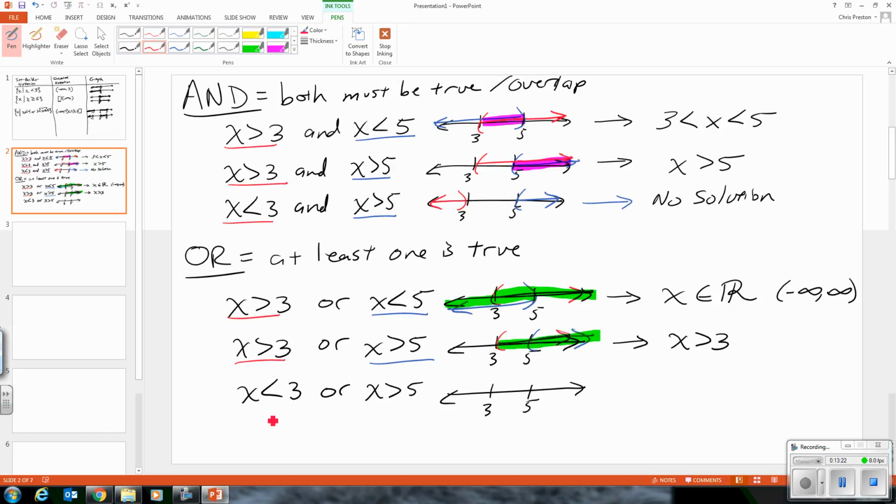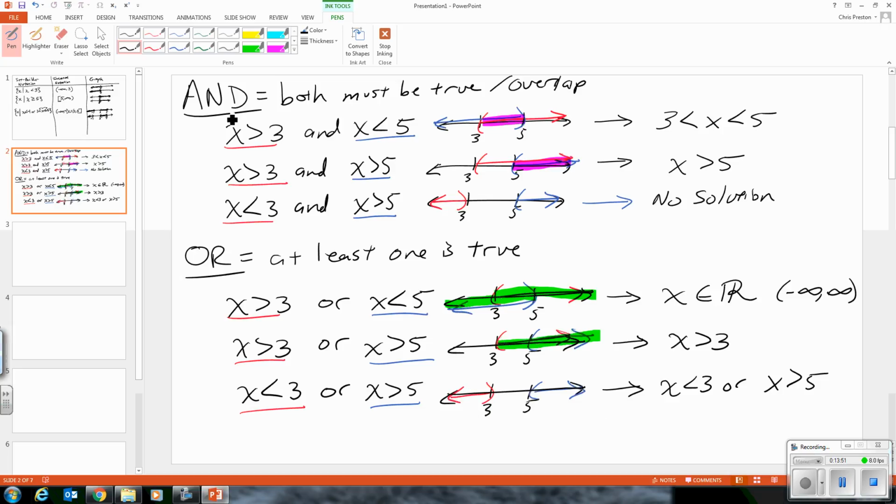Then let's look at this last situation. And I would say this last one's more typical of what you would run into in a problem with or. Though you can run into the other situations as well, but this is the more common one. And the answer here is, well, x is less than 3 or x is greater than 5. Just exactly like this was written originally, this answer, there's no overlap.